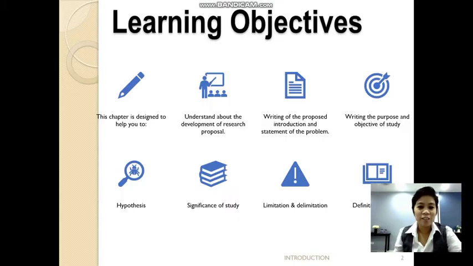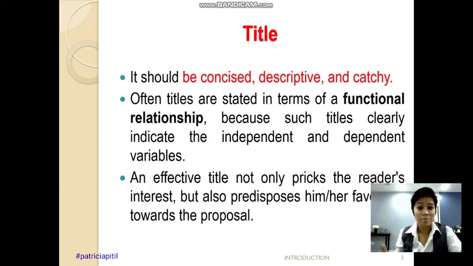This chapter is to help you to understand how to develop research proposal and how to write introduction, problem statement, what should be in your problem statement, write the objective, the hypothesis, significance of study, delimitation, and definition of term.